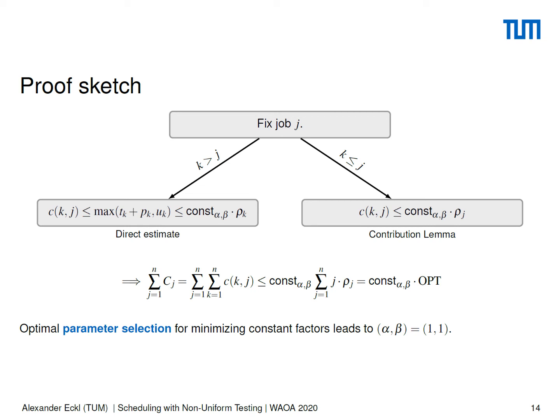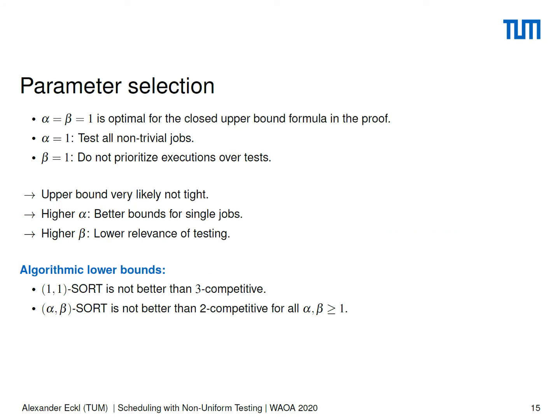Afterwards, we then do an optimal parameter selection for the two parameters alpha and beta, which leads to values alpha and beta equal to 1. We have chosen alpha and beta such that the closed upper bound formula that we've just received in our proof is minimized. Of course, this might not have been the best choice for these parameters. For one, setting alpha to 1 means that we test all non-trivial jobs. Similarly, setting beta to 1 means that we do not prioritize executions over tests.